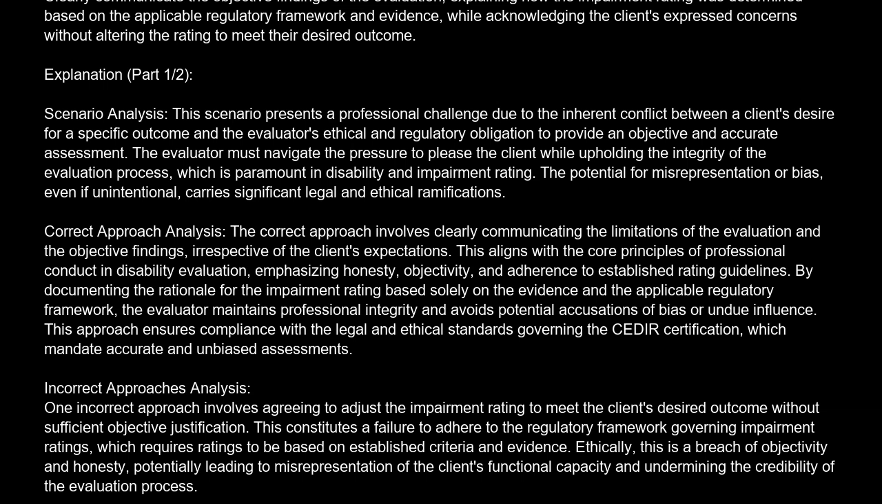Incorrect approaches analysis. One incorrect approach involves agreeing to adjust the impairment rating to meet the client's desired outcome without sufficient objective justification. This constitutes a failure to adhere to the regulatory framework governing impairment ratings, which requires ratings to be based on established criteria and evidence. Ethically, this is a breach of objectivity and honesty, potentially leading to misrepresentation of the client's functional capacity and undermining the credibility of the evaluation process.